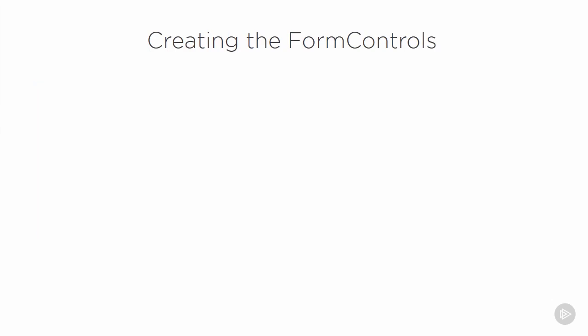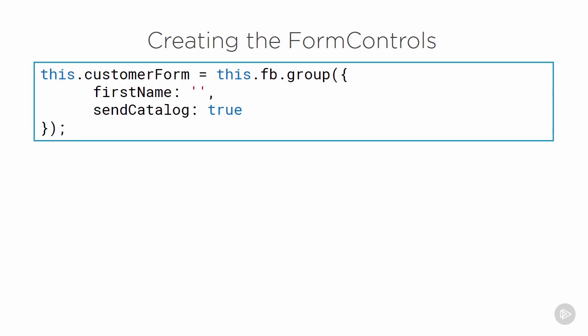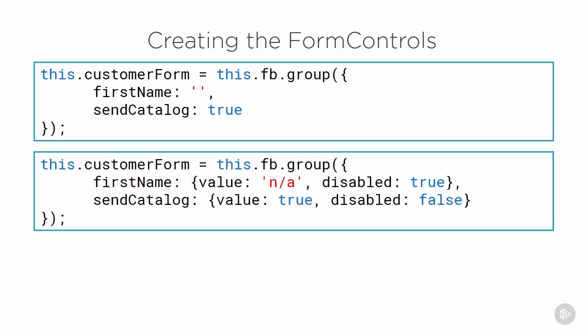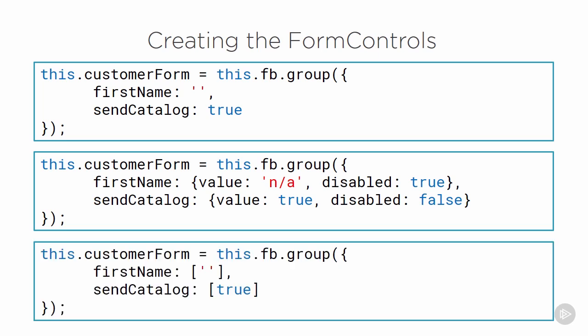Recall from the last module that we have three choices of syntax when defining a form control. We define a key-value pair, where the key is the form control name and the value is the default input element value, such as an empty string or true in this example. Or we can provide a key-value pair where the value is an object with a value in disabled state. Or we define the form control's key-value pair where the value is an array. The first element of the array is the default input element value.